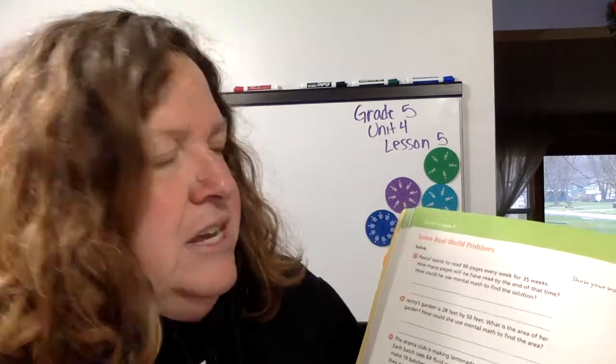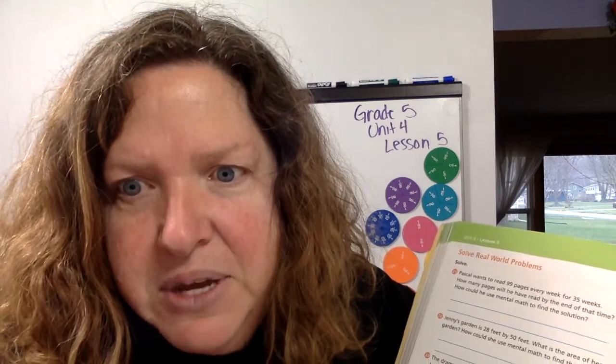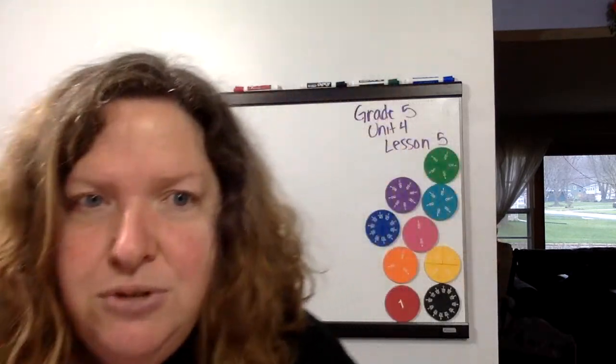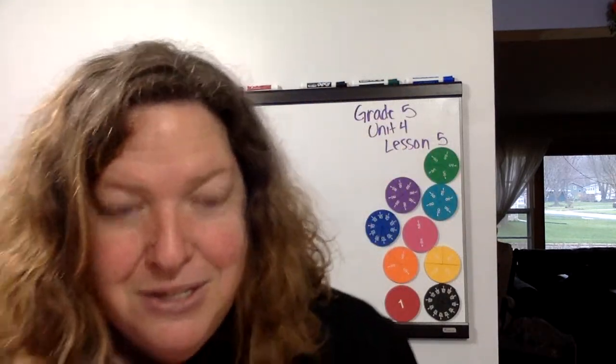Number 21 says Pascal wants to read 99 pages every week for 35 weeks. So, how many pages will he have read at the end of that time? And it wants us actually to try to use mental math to find the solution. And when we think of mental math finding the solution, we're usually thinking of using the distributive property to change one of the numbers to kind of think of it mentally.